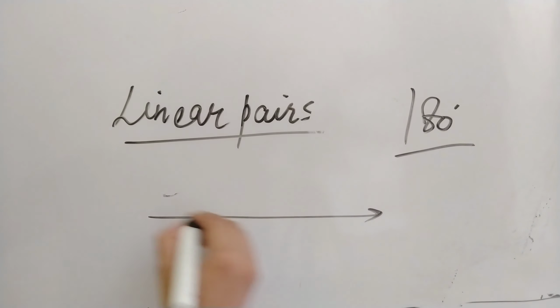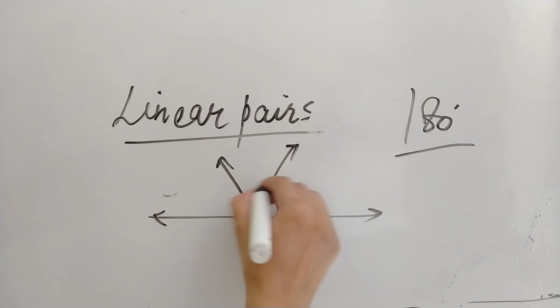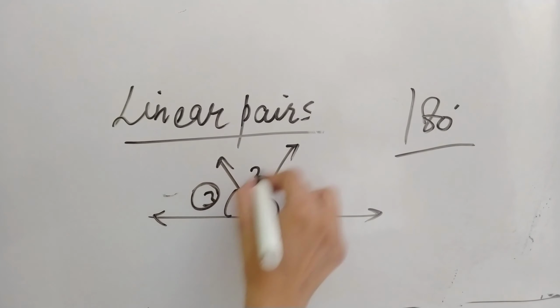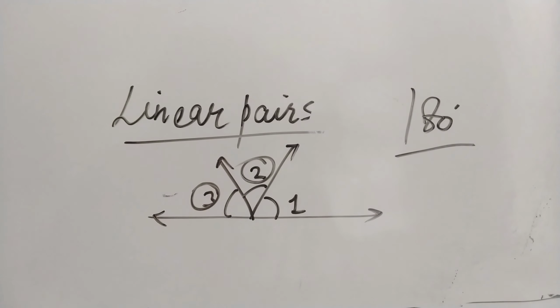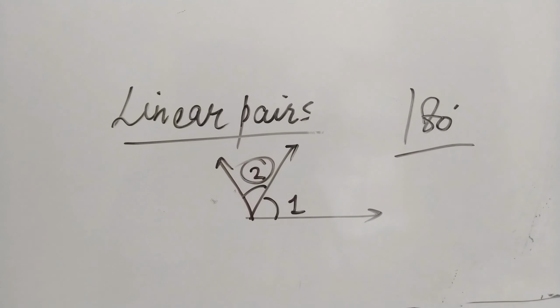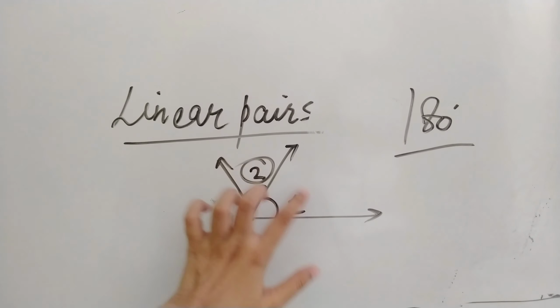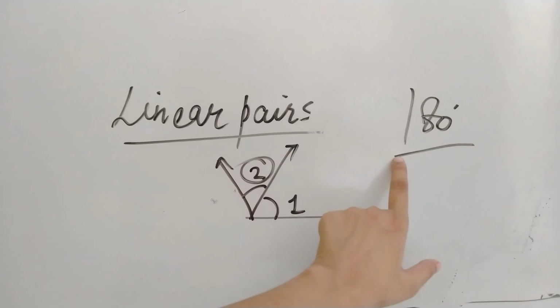For example, if I draw over here, I just split it like this, 1, 2 and 3. So these are linear pair angles. That means if I add angle 1, 2, 3, it will give me 180 degrees. Or you can cross check, it is made on the straight line, so its value is 180 degrees only. If I draw it like this, angle 1 and angle 2, is it again a linear pair? No, because you can clearly see angle 1 and 2 will not give me the sum 180 degrees. That's why they are not linear pairs.